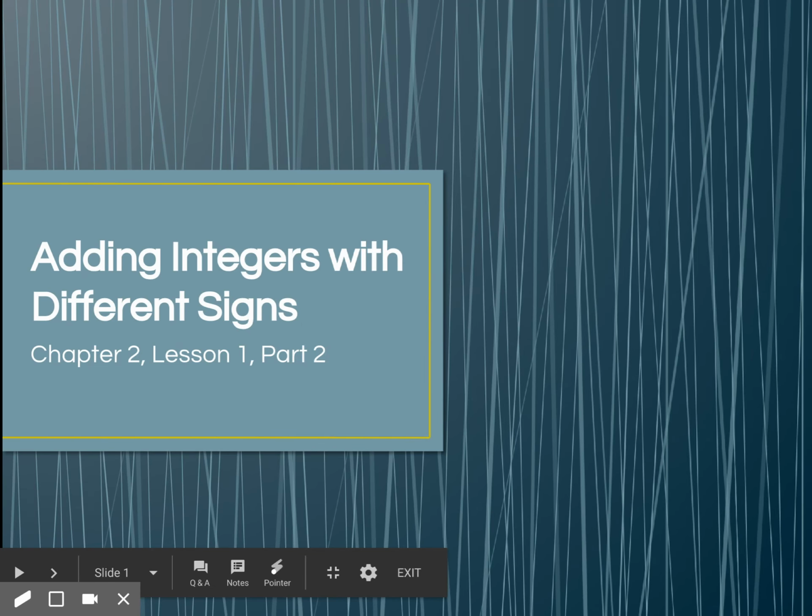Chapter 2, Lesson 1, Part 2, Adding Integers with Different Signs.